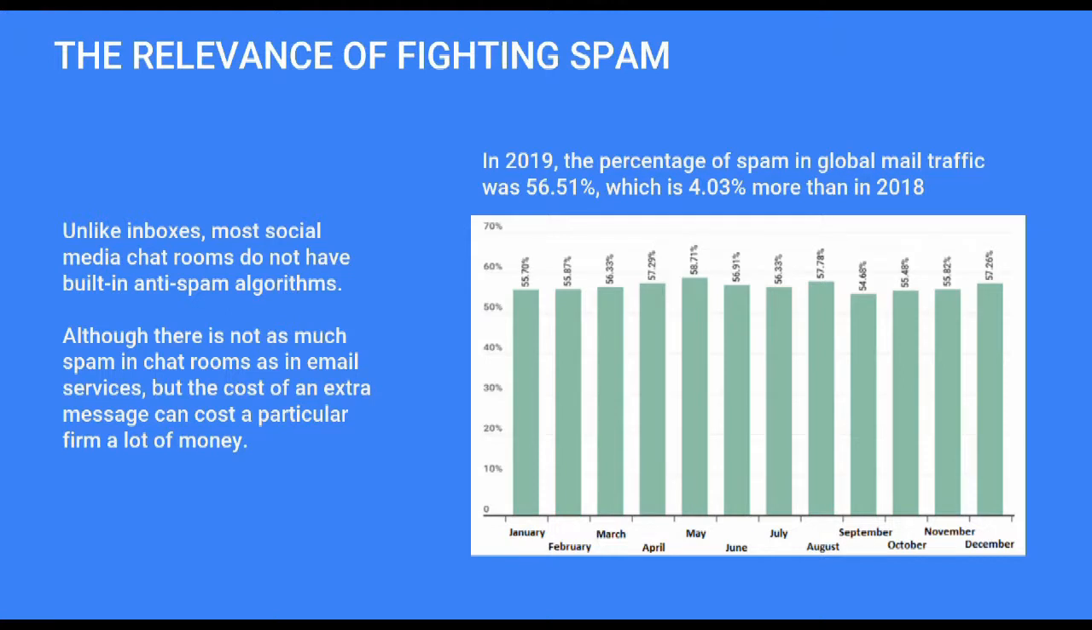The percentage of the spam messages in the global mail traffic is continually increasing. As you can see on the graphic, in 2019, it was 56.51%, that is 4.03% more than it was a year ago. Of course, there is not as much spam in chat rooms as in mail services, but the cost of an extra message can cost some money.